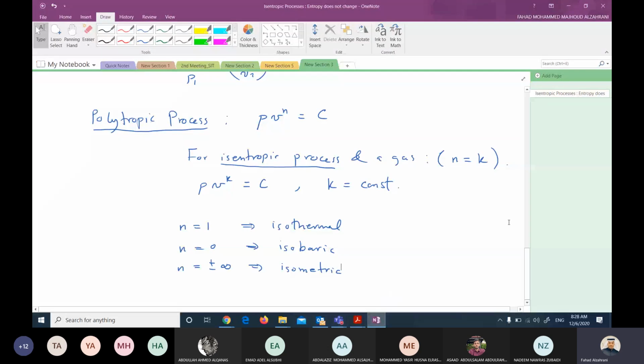Okay, let's take an example quickly for air as an ideal gas and for an isentropic process. Let's see how we can apply these equations.